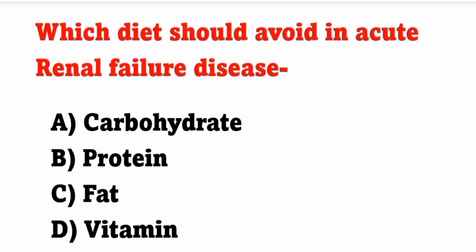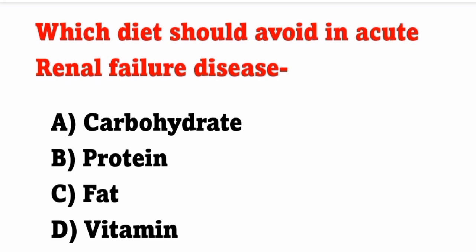Friends, in this video we can discuss important and previous year questions for exam preparation. We can see the questions. Which diet should be avoided in acute renal failure disease? Option A carbohydrate, option B protein, option C fat, option D vitamin.